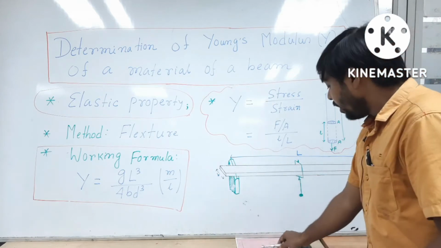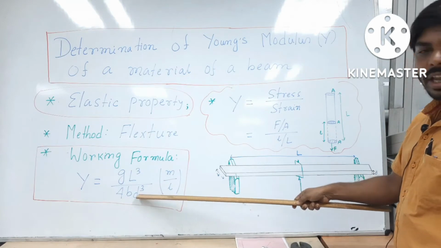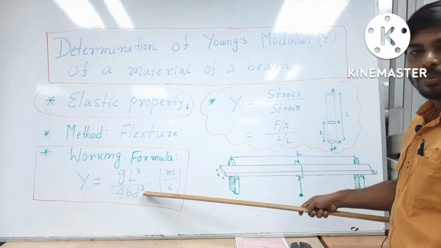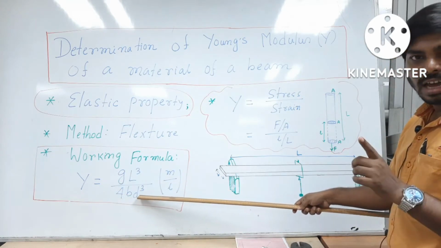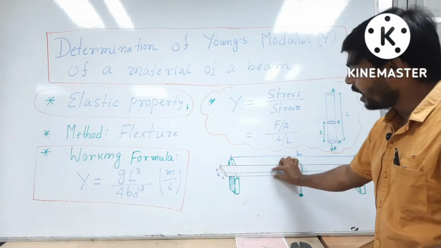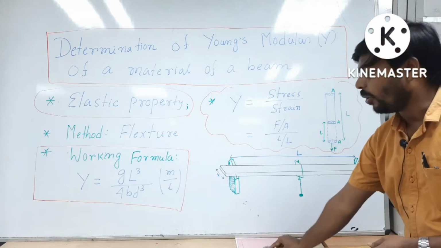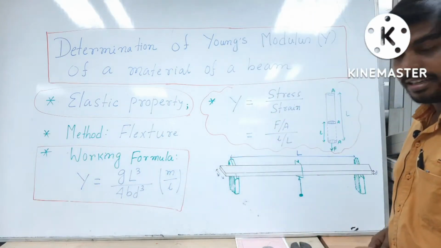Okay. And you have to care much more about this D term, because it is the depth and there is a cube term. So error may come highly from this D term. So you must be careful when you are measuring the depth of this beam using the screw gauge. Now, what is this M and what is this L?